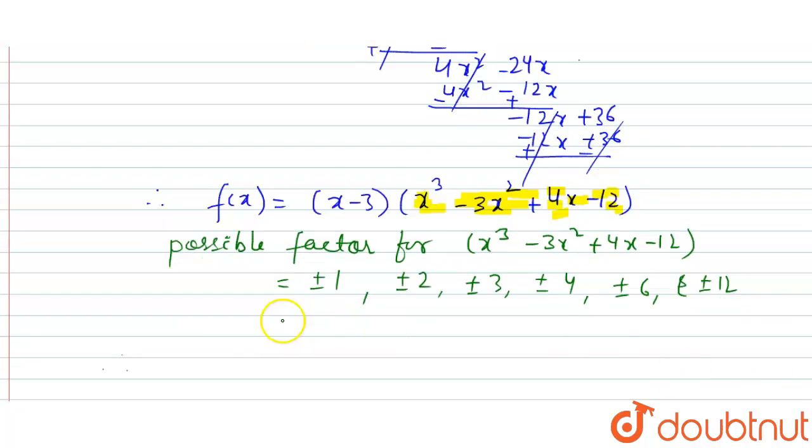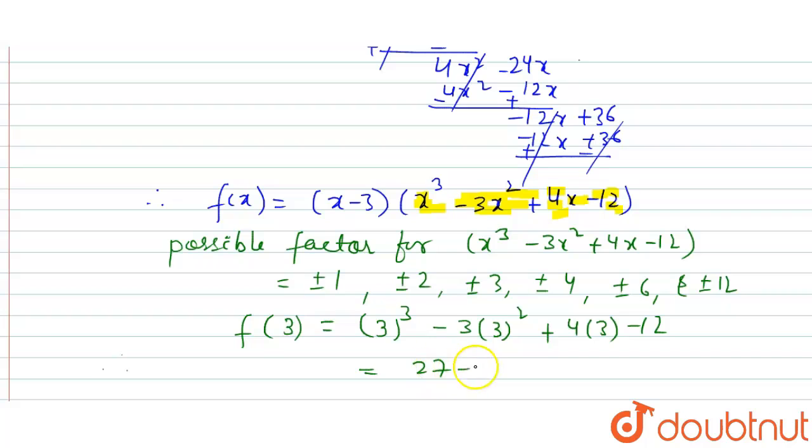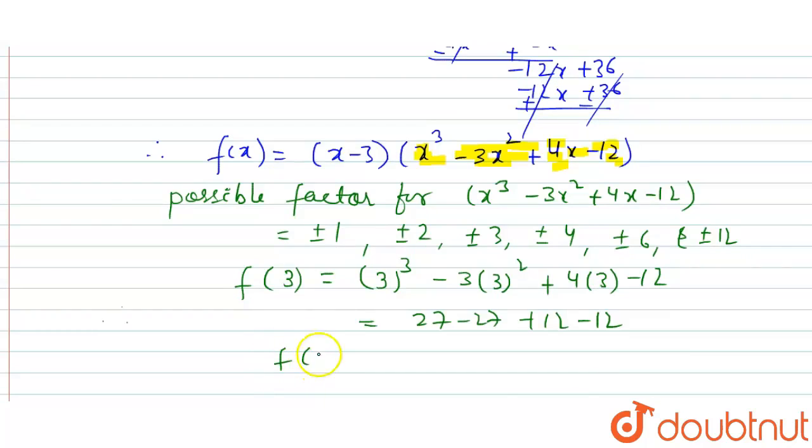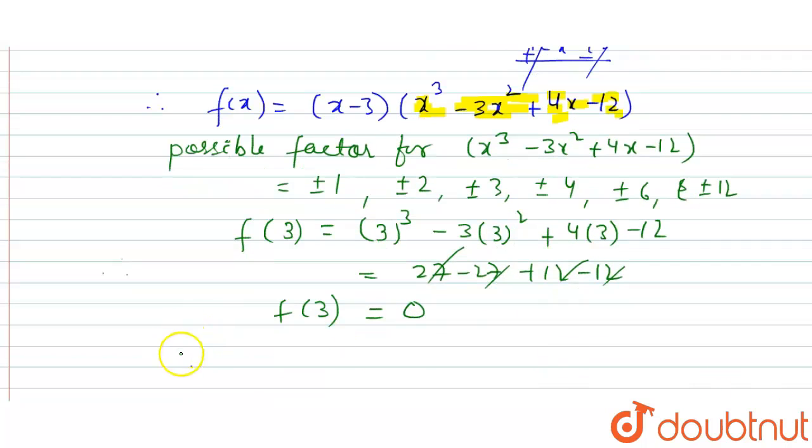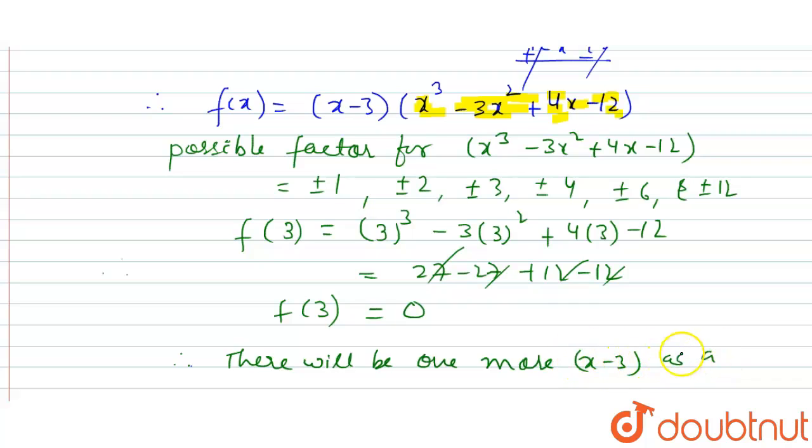So let's start plugging in 3 again. I am taking 3 cube minus 3 square plus 4 times 3 minus 12. We get 27 minus 27 plus 12 minus 12. So we can say that 3 has again satisfied the given equation. It will give you 0. It means that there will be one more x minus 3 as a factor of f of x.